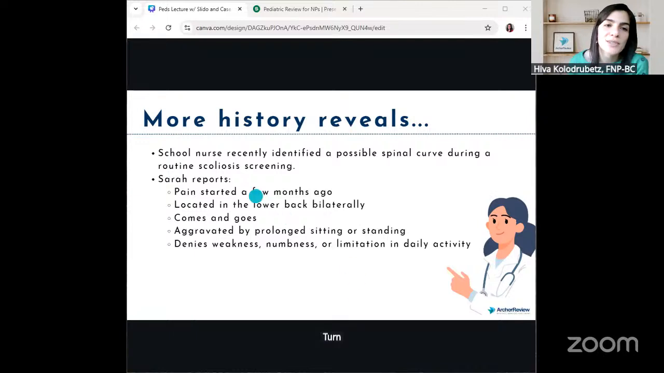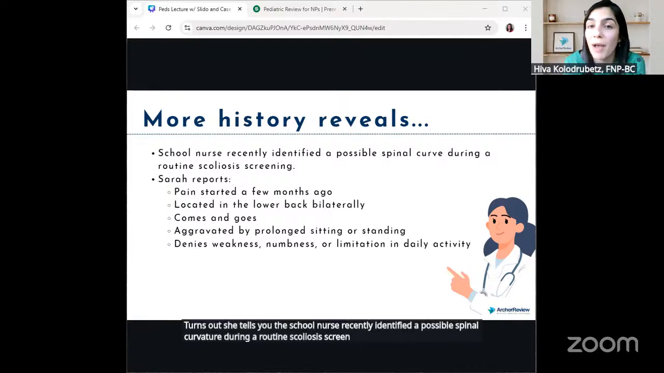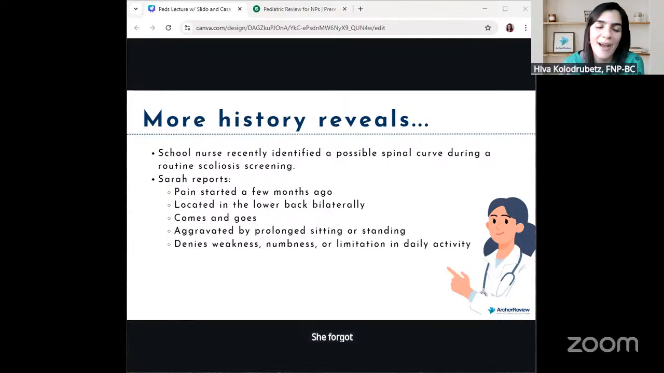Turns out she tells you the school nurse recently identified a possible spinal curvature during the routine scoliosis screening. She forgot to tell mom and dad. The slip didn't go home. She forgot to tell you guys. You're now asking about it and talking about it in the visit.